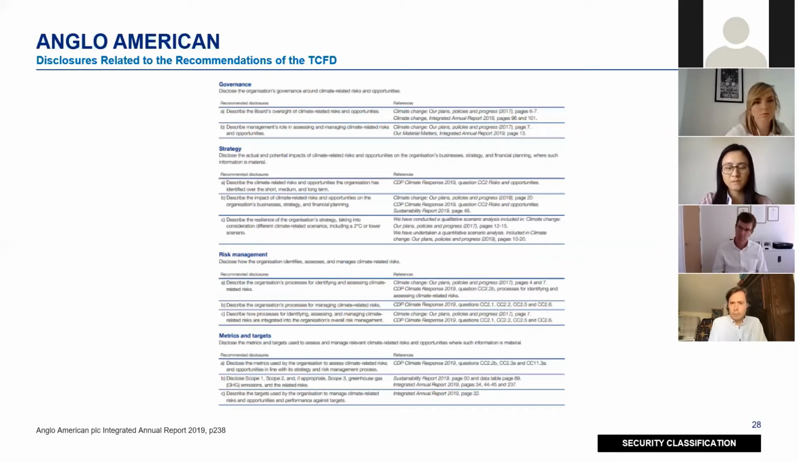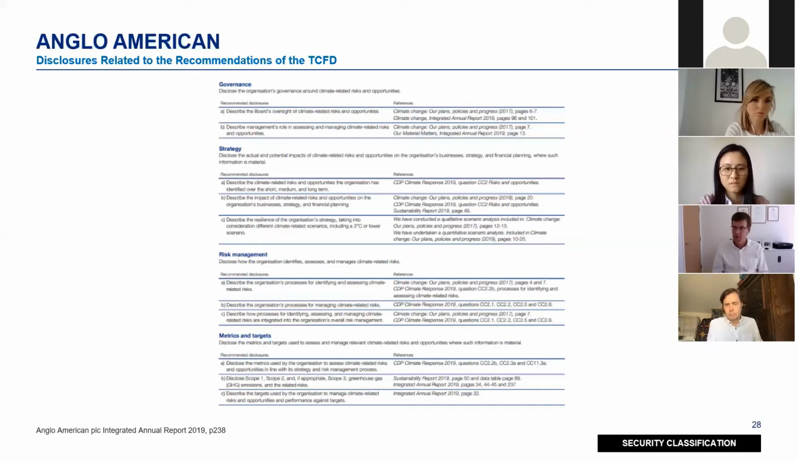Along that evolution, were there any particular challenges that you had to overcome? For example, getting buy-in internally, as you had to move across teams to meet the recommendations?